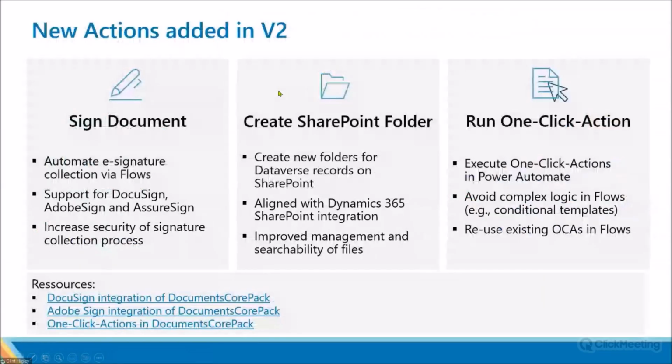Let's talk a little bit about some of the new actions that are in version 2. These are the main 3 here. Number 1 is e-signature capability. It gives you the ability to automate e-signature collection via Flow. We have support for the major 3 e-signing companies here: DocuSign, Adobe Sign, and SureSign. And it increases security of the signature collection process.